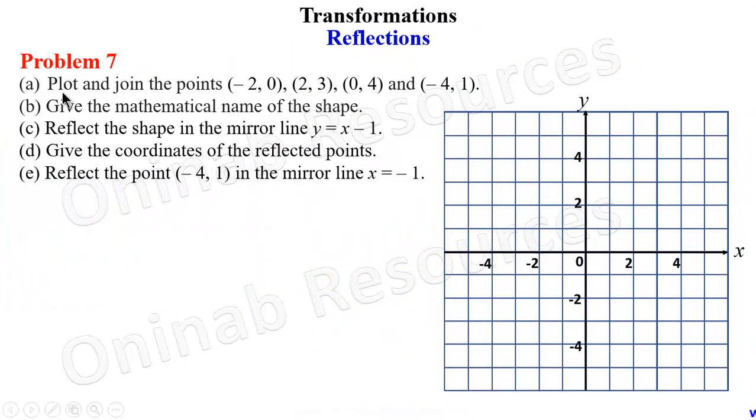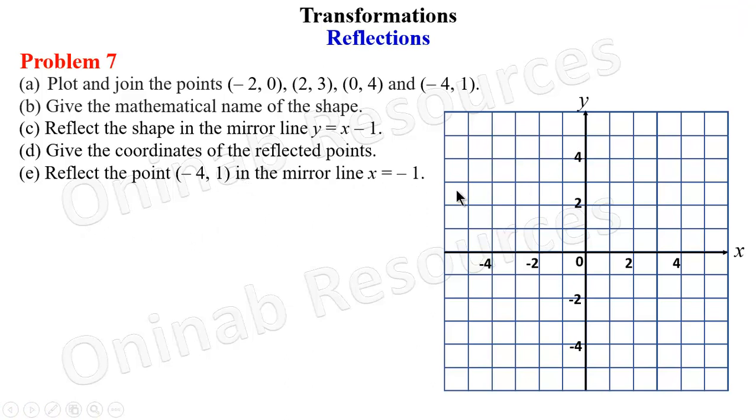For problem 7, A, plot and join the points -2, 0, 2, 3, 0, 4, and negative 4, 1. B. Give the mathematical name of the shape. C. Reflect the shape in the mirror line y equal to x minus 1. D. Give the coordinates of the reflected points. E. Reflect the point negative 4, 1 in the mirror line x is equal to negative 1.